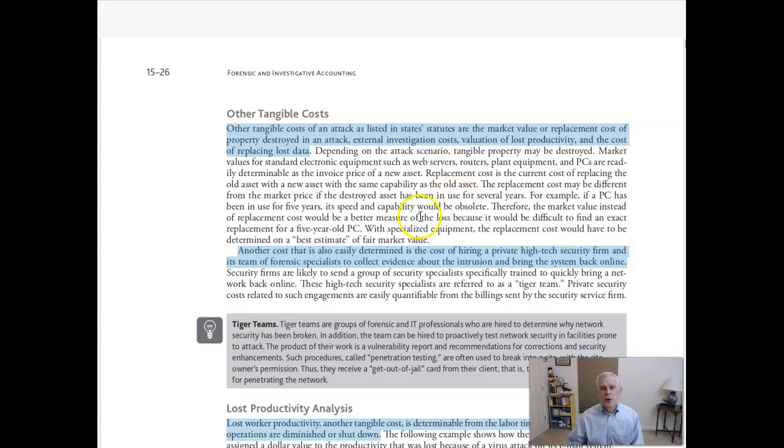Now other tangible costs, again, state statutes are starting to change the definition of this, and what you could do though, easily find the market value or replacement value of any property that's destroyed, right? External investigation cost, that could be considered a tangible cost. And valuation of lost productivity, that is more and more being treated like a tangible cost. So, these are losses. Again, whether it's tangible or intangible, these losses need to be calculated.